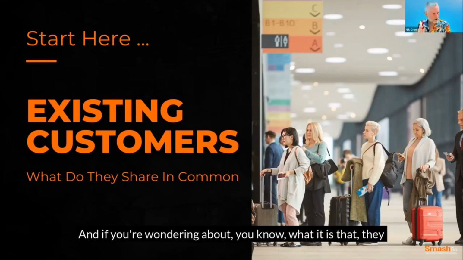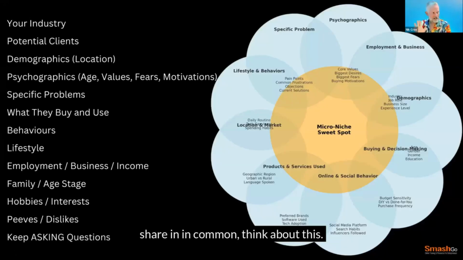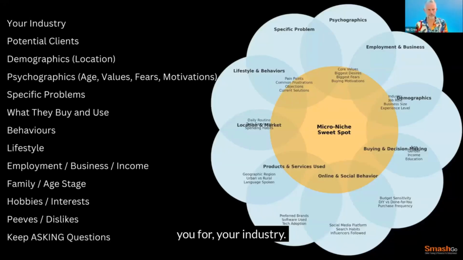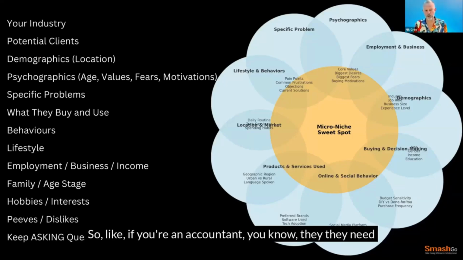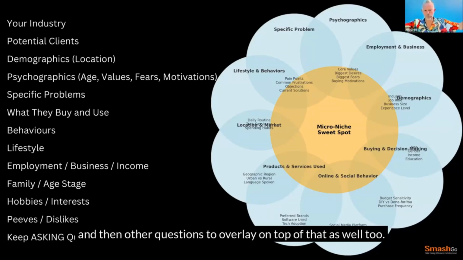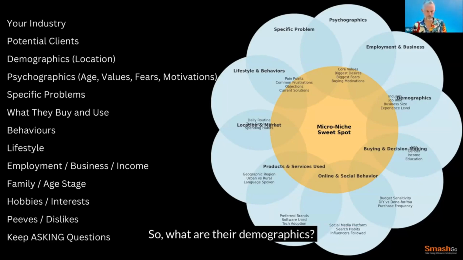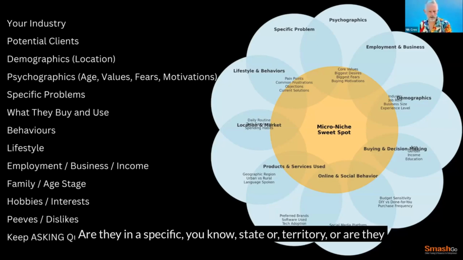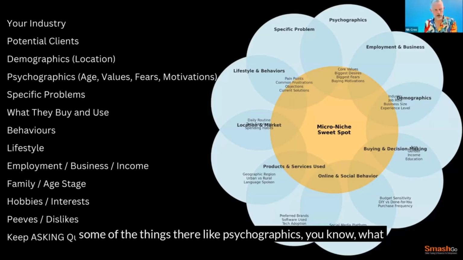And if you're wondering what it is that they share in common, think about this. You've got the broad thing about what they've come to you for, your industry. Like if you're an accountant, they need accounting advice. That's a really broad area. And then other questions to overlay on top of that as well. So what are their demographics? Where are they located? Where are most of your people located? Are they global? Are they in a specific state or are they quite local?